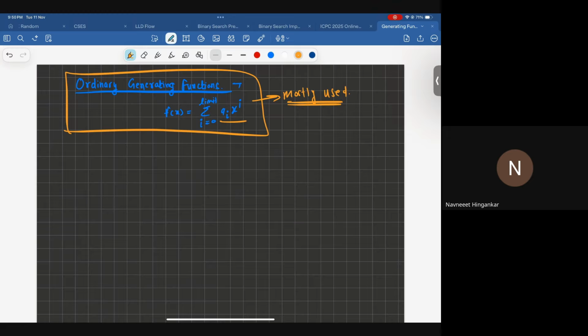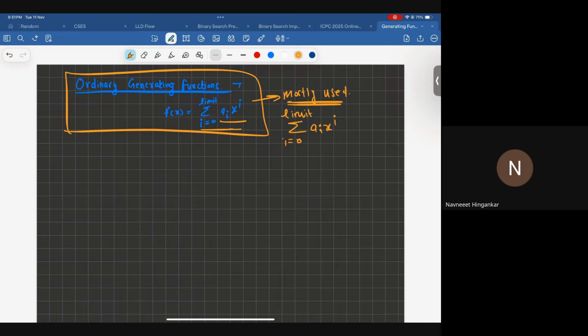And it looks something like this: summation of a_i x raised to the power i, with i equal to 0. You don't need to get scared about this sign. Always try to get used to this. This is very common. This is just a for loop, you could say, if you want to understand it this way. i equal to 0 to limit is just a for loop from i to limit, basically.